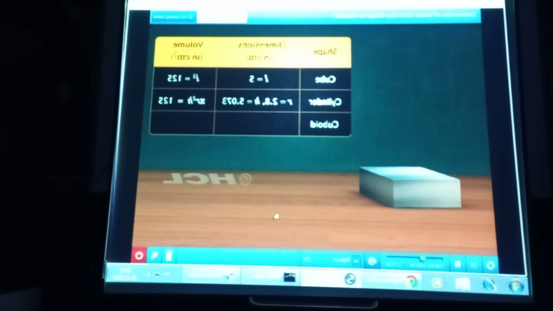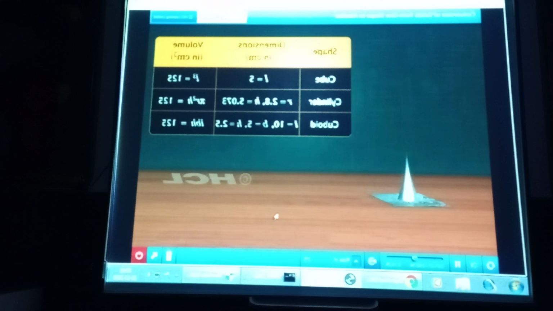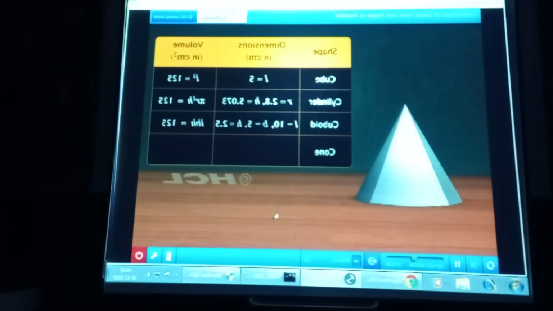The dimensions of the cuboid are 10 centimeters, 5 centimeters, and 2.5 centimeters. Hence, its volume is 125 cubic centimeters. As you can see, the volume of the cuboid is the same as the volume of the cube and cylinder. Next, the same cuboid is melted and a cone is formed, and so there is no change in the volume.